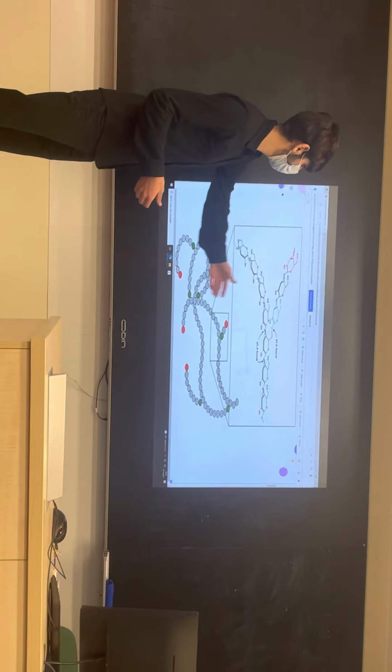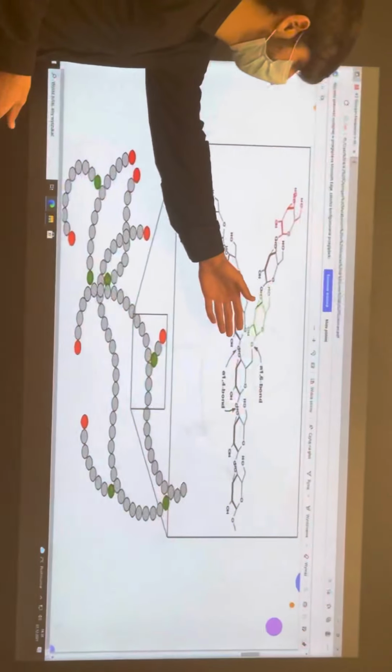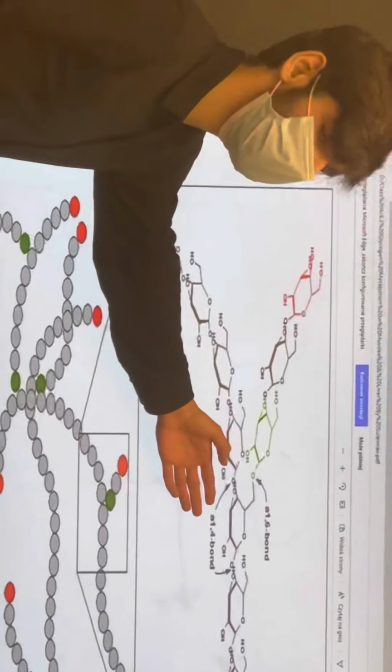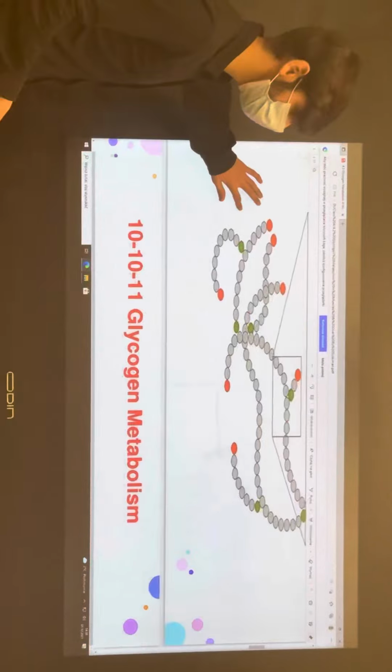So this is the glycogen, and it is formed by 1,6 bonds or 1,4 bonds, depending on whether it is straight or branched. Yes, that's all.